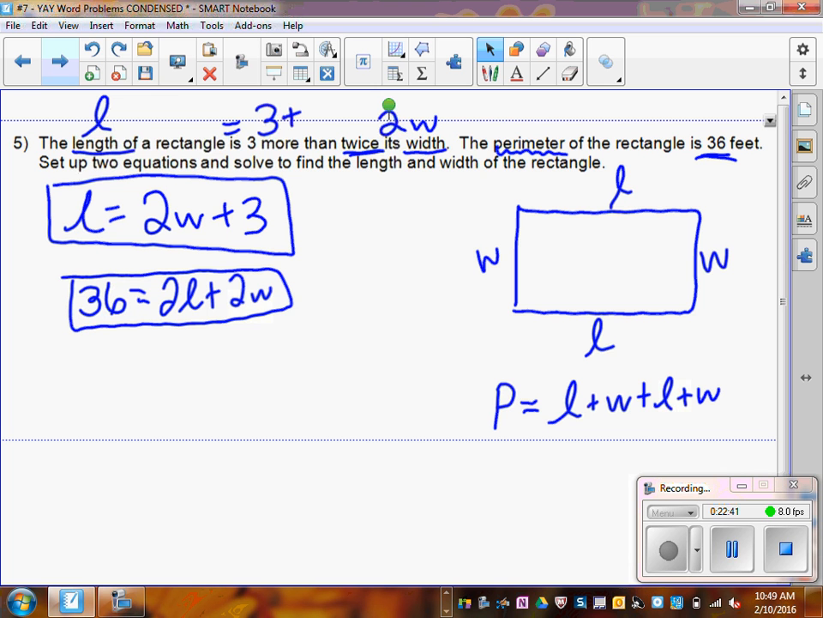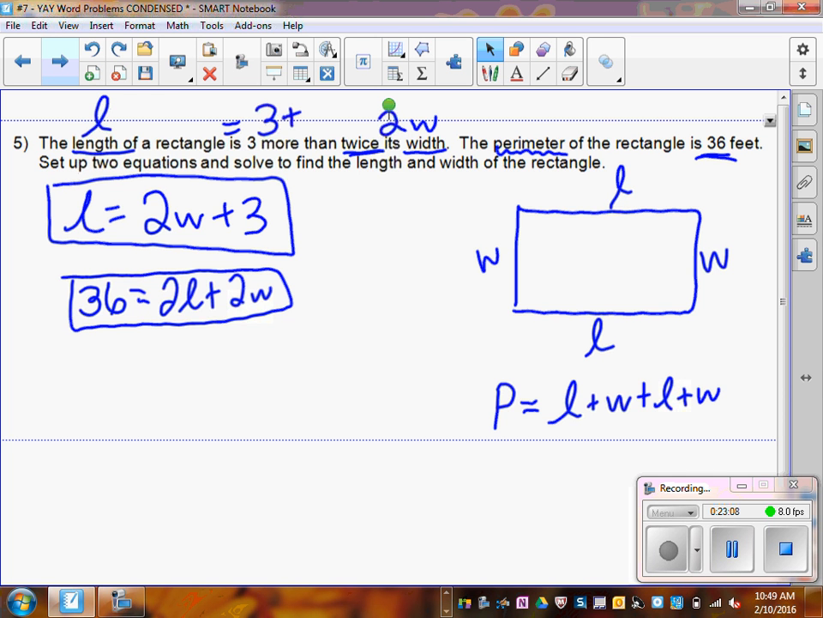Okay, so now we have 2 equations. Now we need to solve. So set 2 equations, we've done that. Now solve to find the length and width. So we could do either linear combinations or substitution. What would you guys like to do? You want to eliminate? You can. I would recommend substitution though. Why?